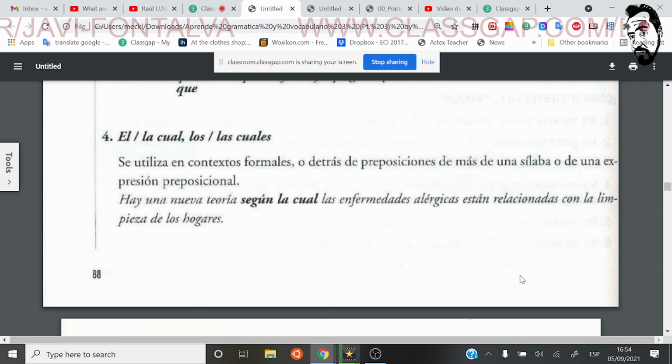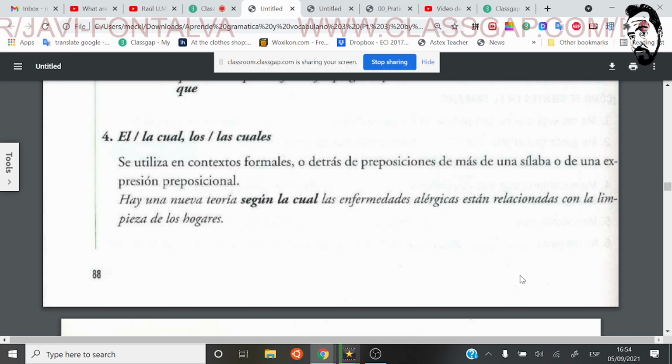Again, this el cual, la cual, also formal. We usually use this one after a preposition. So, hay una nueva teoría según la cual las enfermedades alérgicas están relacionadas con la limpieza de los hogares. Okay, let's move on. By the way, with a preposition, we usually say el que or la cual. And the article is going to depend on the antecedent, if you talk about feminine or masculine.